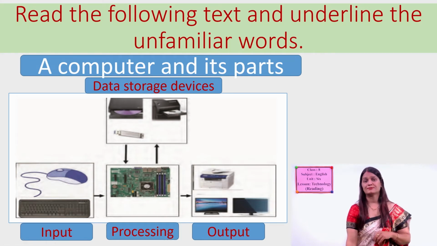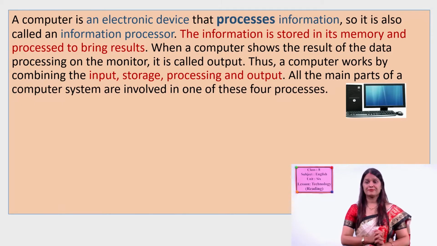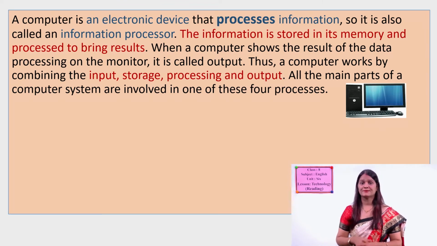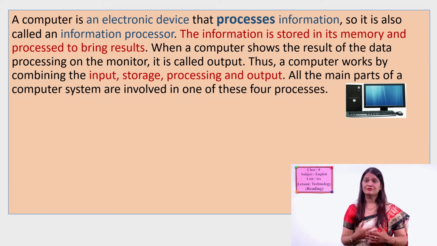Now after this you have to read. So look at here, these are the things. First, a computer. Okay, I will also read together with you. I will read, you also read, but you are also underlining the unfamiliar words. Just listen to me as well as you read. A computer is an electronic device that processes information. Remember, a computer is an electronic device that processes information, so it is also called an information processor.